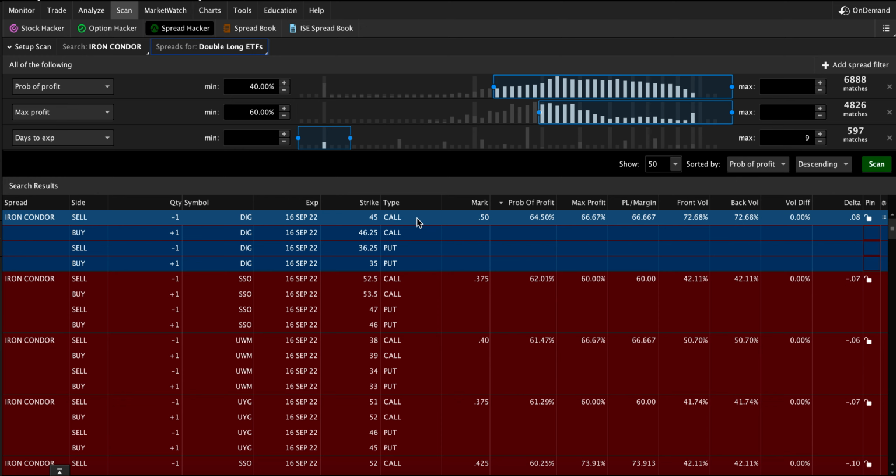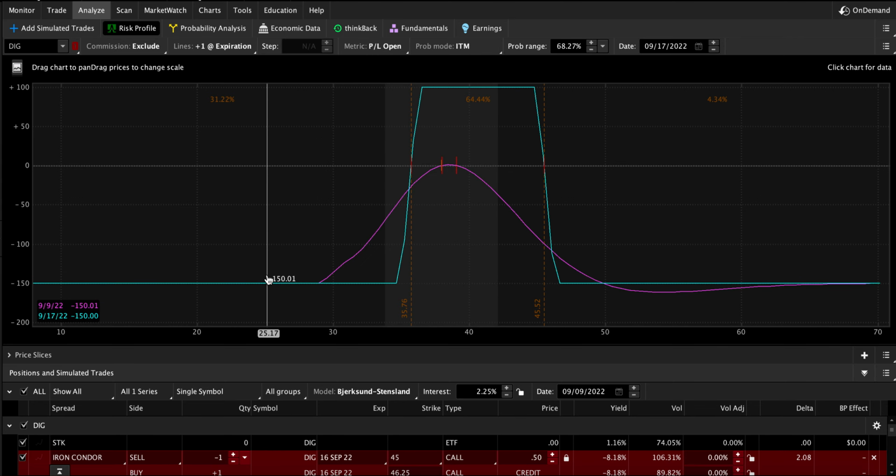Now, what you want to do is right click and hit analyze to look at exactly what your break evens are. These are the break evens right here. I would draw them and make sure that you are at the break even. So you have 45.52, and then you have 35.76 right there. Those are your break even points, right?